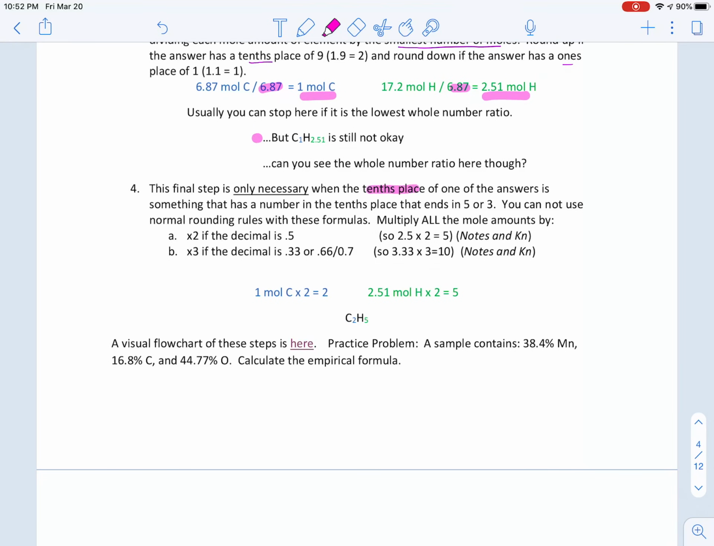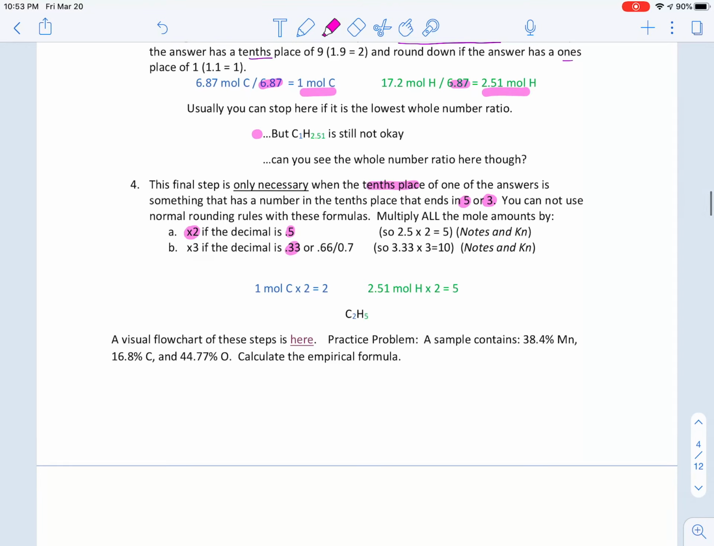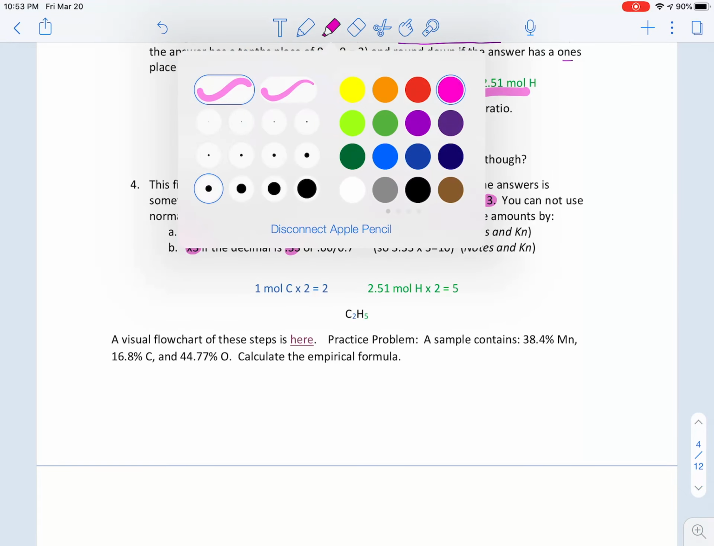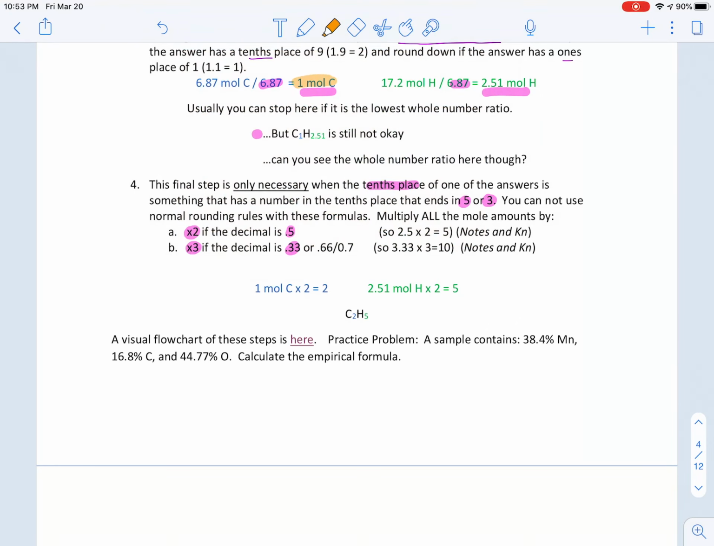If not, then here are the words that say it. This final step is only necessary when the 10th place of one of the answers is a number that ends in a 5 or a 3. You can't use normal rounding rules. So if it ends with like a 0.5-ish, you're going to multiply by 2. If it ends in a 0.33, you'll multiply by 3.